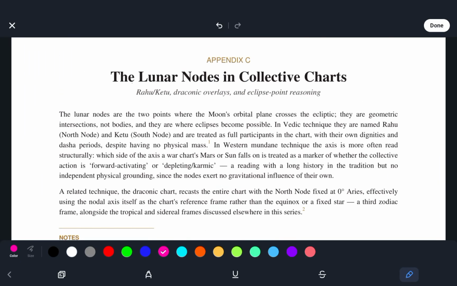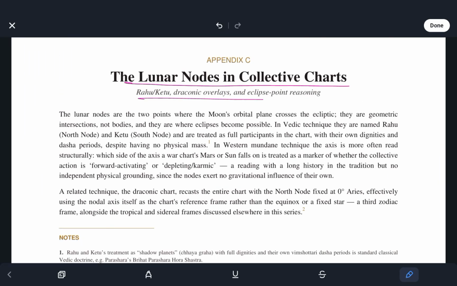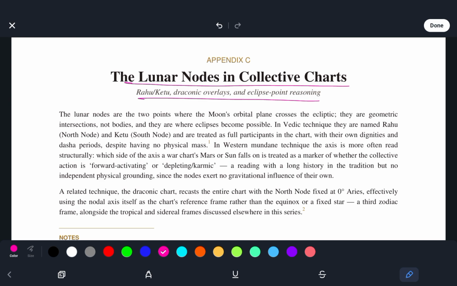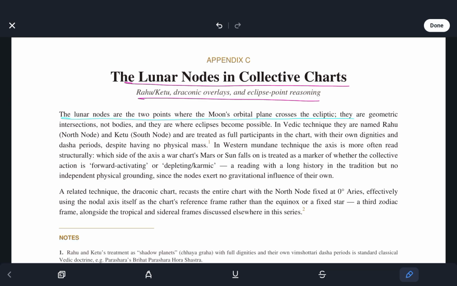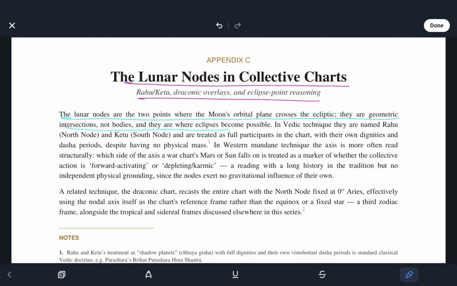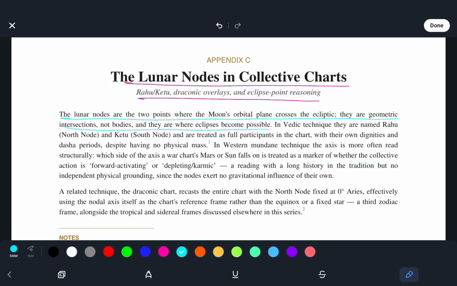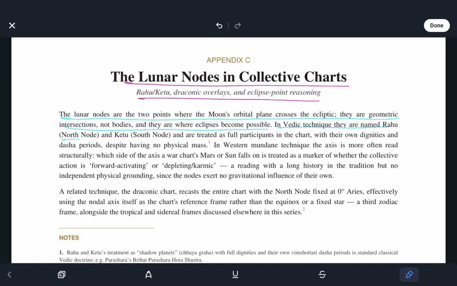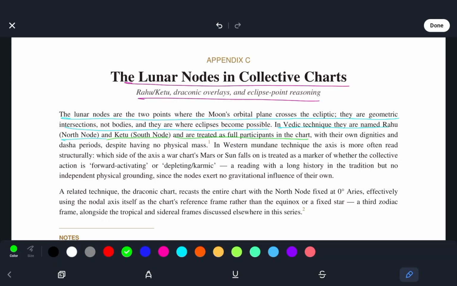Lunar nodes in collective charts. So Rahu, Ketu, draconic overlays, and eclipse point reasoning. The lunar nodes are the two points where the Moon's orbital plane crosses the ecliptic. They are geometric intersections, not bodies, and they are where eclipses become possible. In Vedic technique, they are named Rahu, north node, and Ketu, south node, and are treated as full participants in the chart with their own dignities and dasha periods, despite having no physical mass.